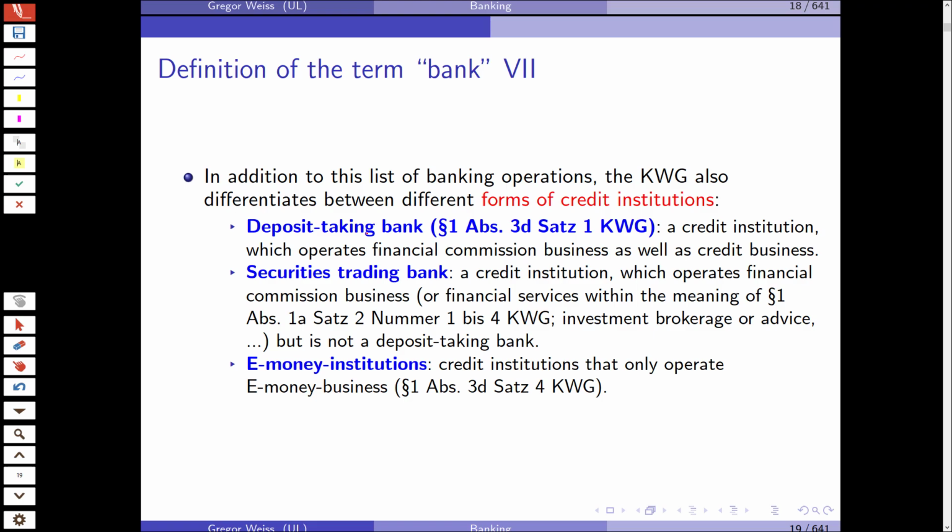Securities Trading Bank, Wertpapierhandelsbank, Wertpapierhandelsunternehmen. A securities trading bank is a credit institution which operates financial commission business and is not a deposit-taking bank. Well, if you only trade in securities and don't take on deposits, we can have different regulation for you. You are trading in securities, but you're not a traditional deposit-taking bank, so a different set of regulations applies. And e-money institutions, I actually have to check if you still have e-money institutions. If you only have e-money, then you can be regulated differently. That's the distinction we had, at least.